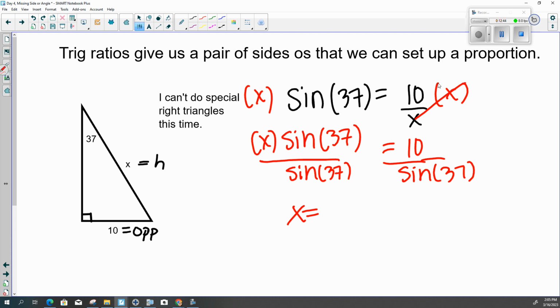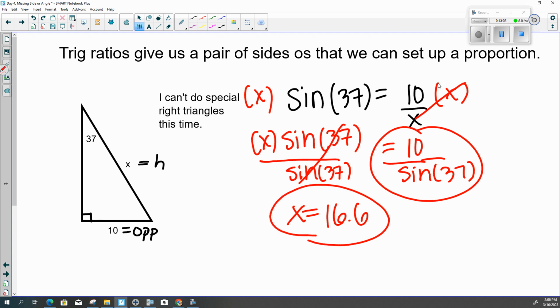Why do you think it's wrong? All right, Miles, what did you get for x? Did you put that in your calculator? And the homework does say to round to the nearest tenth, so that's perfect.